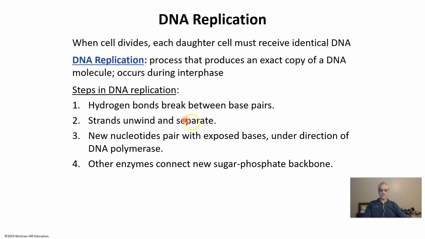So here's the steps, right? You have to break the hydrogen bonds between the base pairs. The strands unwind and they separate. New nucleotides pair with the exposed bases under the direction of DNA polymerase. And then other enzymes stitch together the new sugar phosphate backbone. Boom. Copy here, off to their separate cells they go.